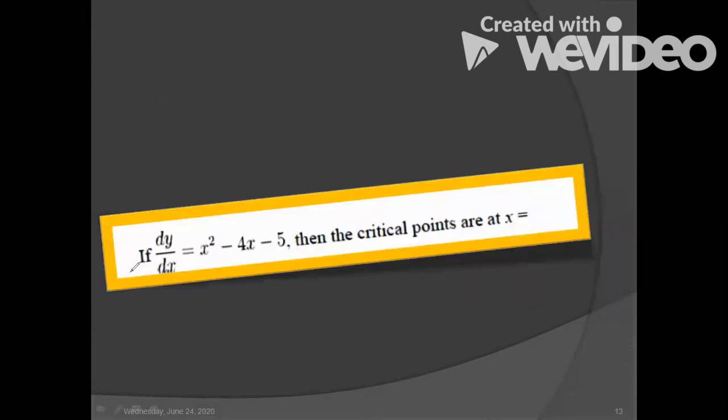Alright, looking at this question here, it says if dy dx is equal to x squared minus 4x minus 5, then the critical points are at x. Now, when is a critical point? They're talking about x and y values. But luckily, just to make life a bit simpler, they didn't ask for the corresponding y value. It's just the x values.